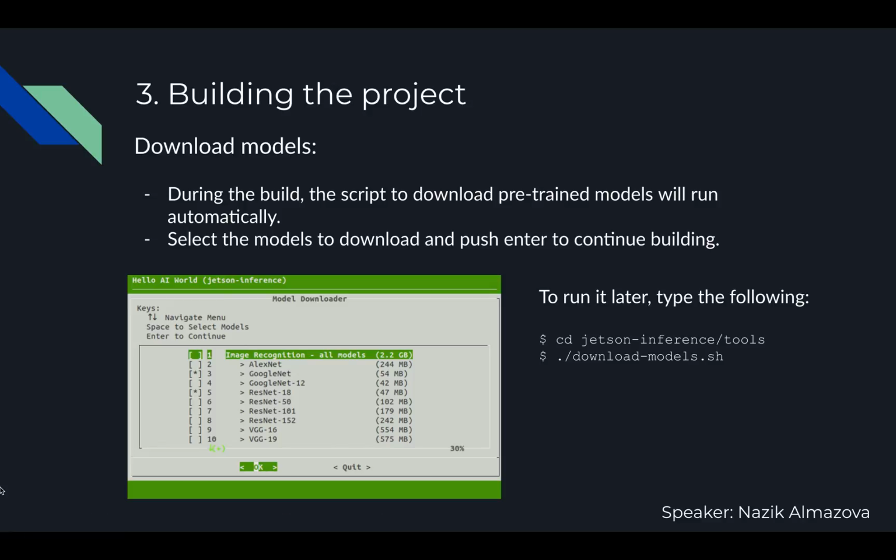During the build process, there will be several points where the user will be asked for an input. The first such point is the selection of models to download. By default, it downloads ResNet 18 and GoogleNet. You can skip this process by clicking enter, because later you'll be able to run the download model script to download additional models.